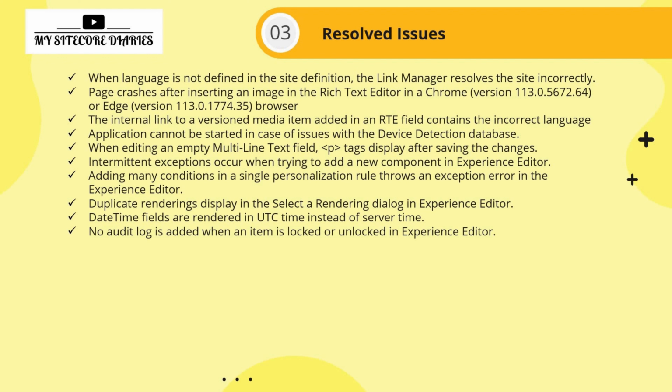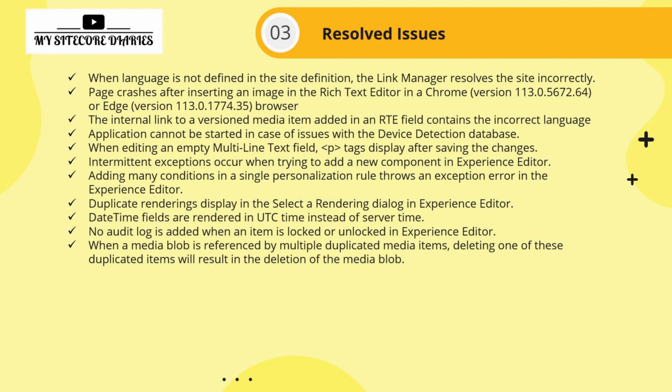I think that is also something we have seen in the features. So now if you are trying to unlock a locked item from the experience editor, it will provide the audit log. When a media blob is referenced by multiple duplicate media items, deleting one of these duplicate items will result in a deletion of the media blob.